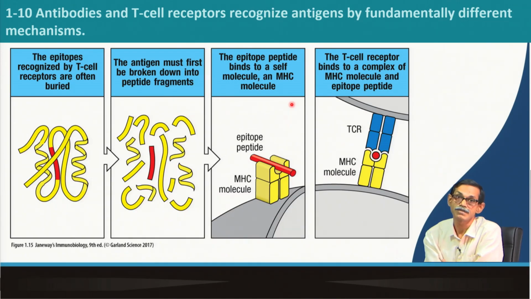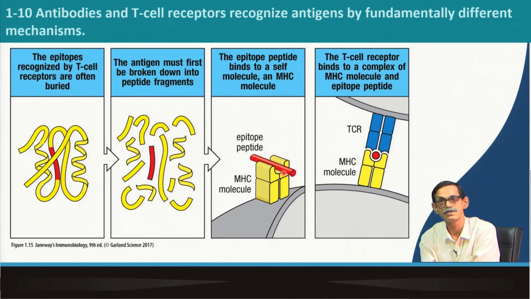This is the old slide, we already discussed it. What happened in the case of T cell? The antigen is chopped into different pieces. One of these pieces is fit into the MHC, and this MHC-antigen complex is recognized by the T cell receptor. So, the same thing happened here also.